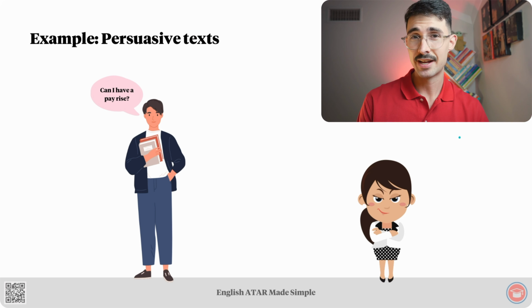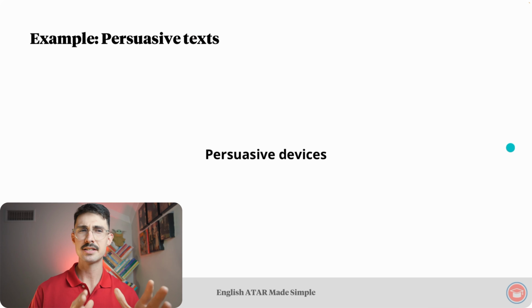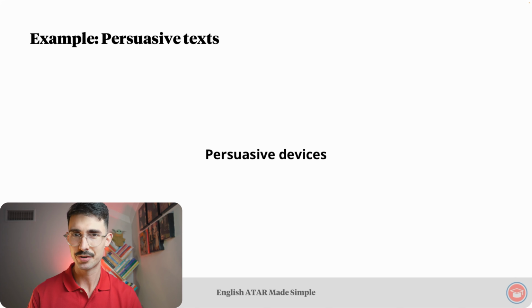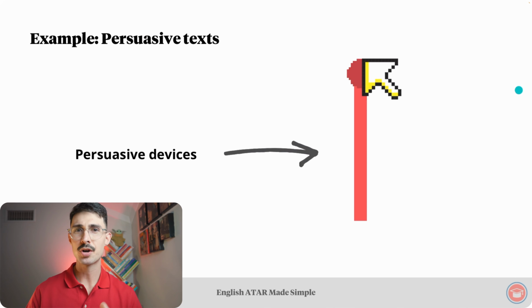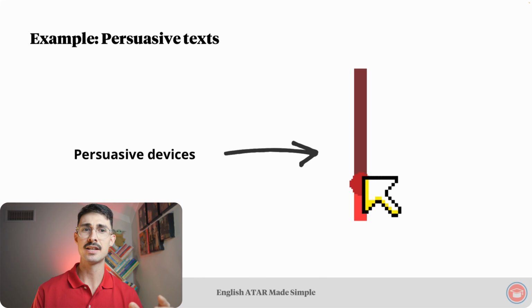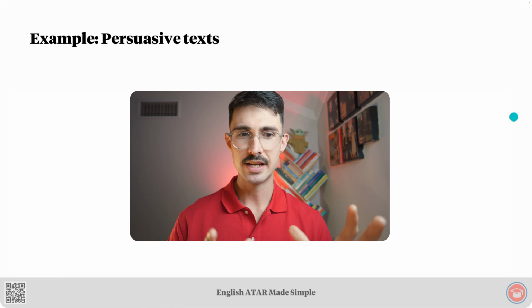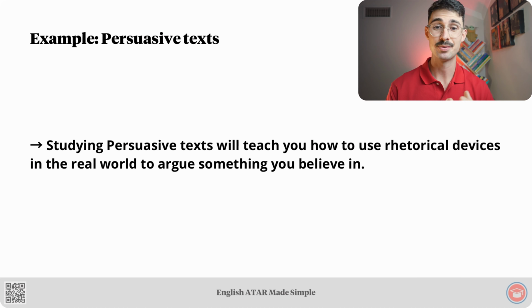You might think persuasion is entirely unnecessary in this context because you and Adriana have a good working relationship, and you think she would just say yes if you asked, "Can I have a pay rise?" If that's the case, you've got an awesome boss and you should probably keep that job for a while. But in most instances, you're gonna have to try a little bit harder than that. By practicing persuasive writing and using rhetorical devices in English ATAR, you will be better equipped to ask Adriana for that pay rise using the right language. The overarching point here is as follows. Studying persuasive text will teach you how to use rhetorical devices in the real world to argue something that you believe in. That's persuasive text.